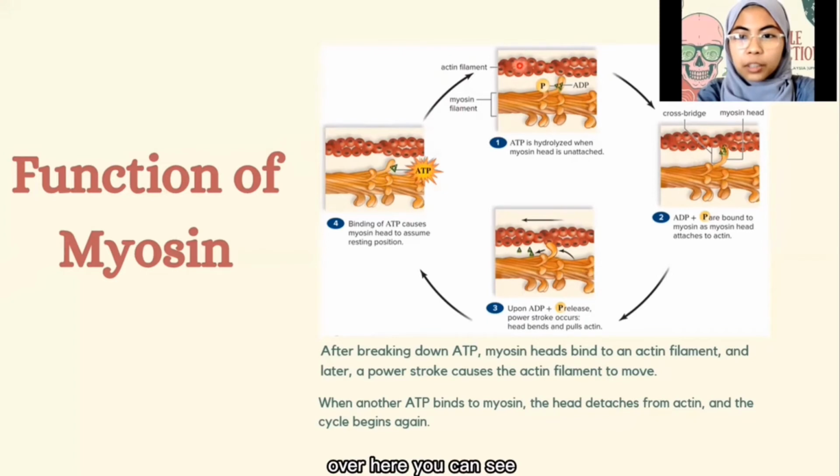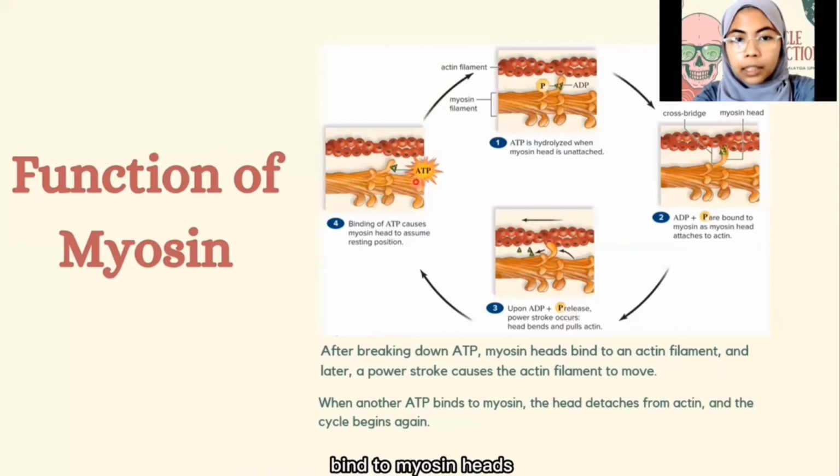In the first picture over here, you can see this is the actin filament and the myosin head. When ATP binds with the myosin head, the ATP will split into ADP and phosphate. The breakdown of ATP on the myosin allows the myosin head to attach to the actin filament to form a cross bridge. When the cross bridge is formed, ADP and phosphate will be released and the cross bridge will change its position and the power stroke occurs, which pulls the actin filament toward the center of the sarcomere.